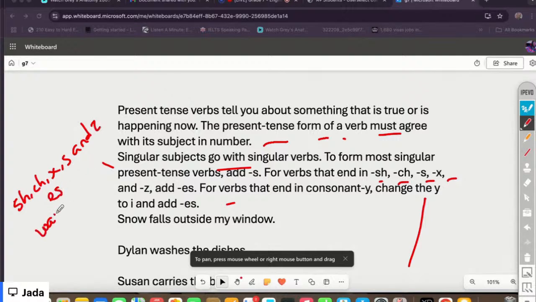Just like when we have washes, sh, or watches, ch, you have to end with es. That's the rule, okay? So, for example, we have also the ones that just end with s. You can say visits. So all these are like the normal present tense form. Okay. So we have snow falls outside my window. So falls, you just add s because it's the normal present tense.